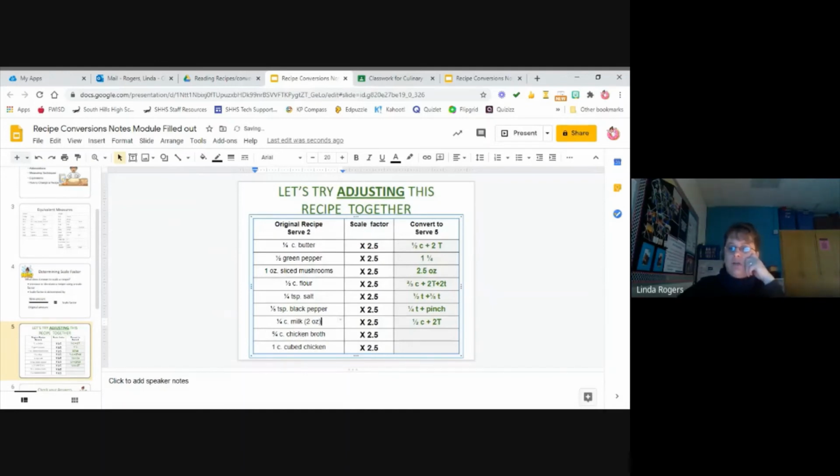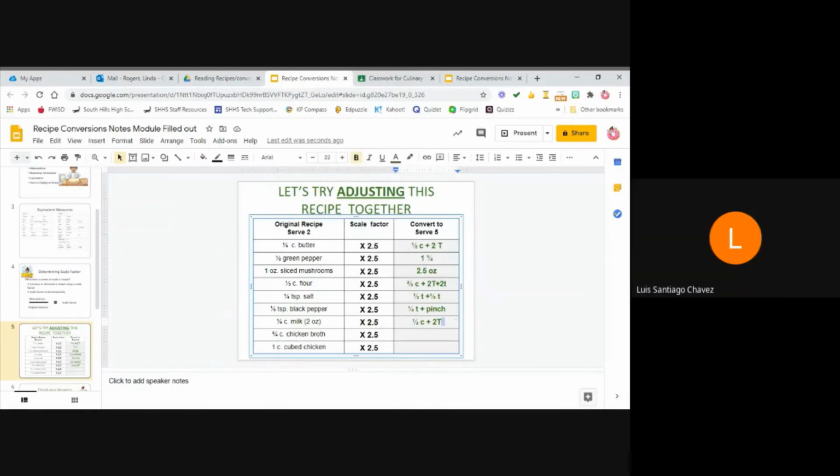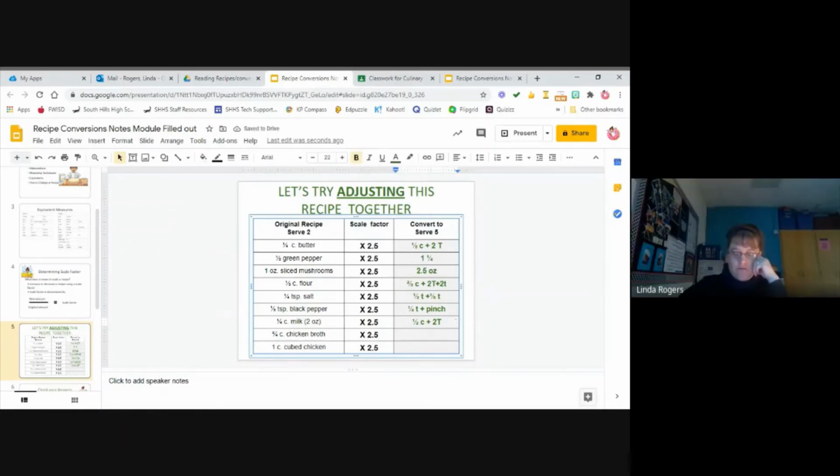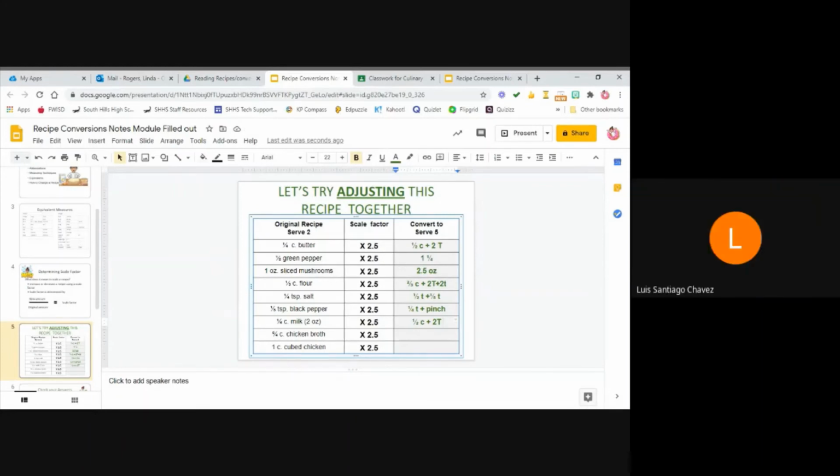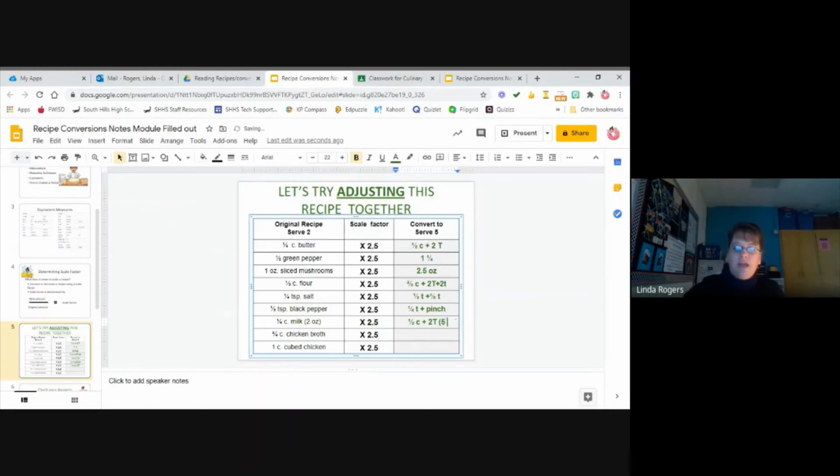So what's 2.5 times 2? 5. So we could do 5 ounces also and measure it in a liquid measuring cup and just go to 5 ounces. And that's probably going to be the best way to measure the milk, most accurate. Okay. Do you see how we did that?